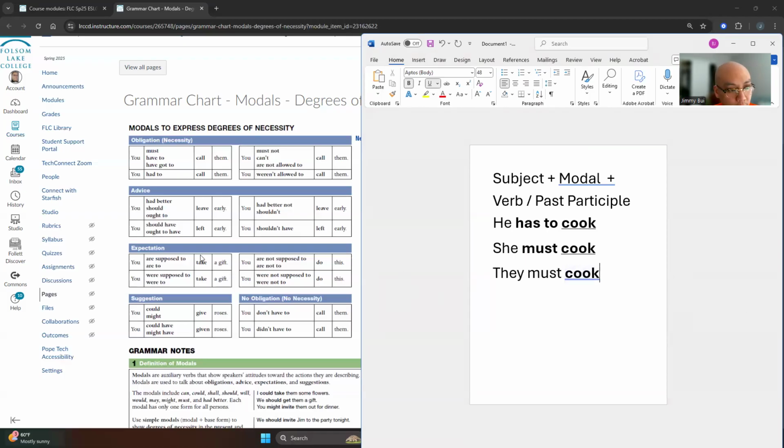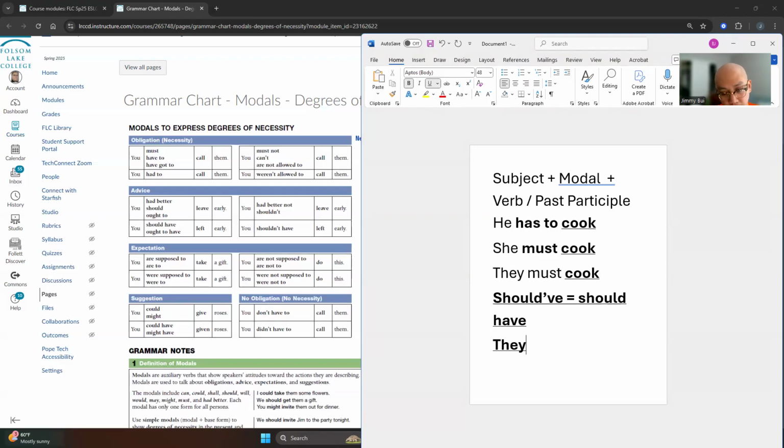Looking at another example here for advice, kind of want to show you the past participles. So you'll notice you had better leave early, or you should leave early. You should have left early. So of these words here, myself personally, I would use should or should have. Should've is a contraction for should have, and that's fine to use with the past participle. But me personally, these are the words I would use. Ought to, had better, are equivalent and equal. However, I don't use the word ought to personally.